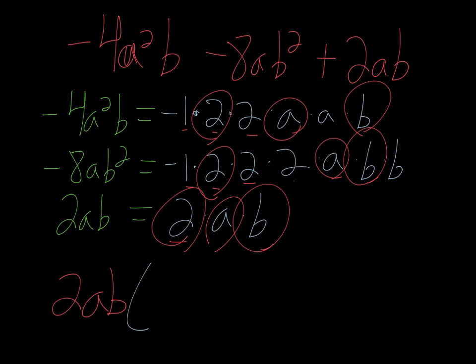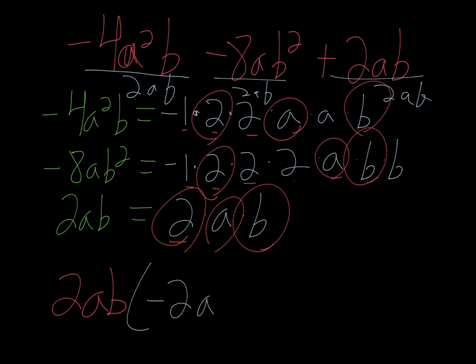And when I remove that, what I'm going to be left with is whatever I get when I divide each of these by 2ab. Divide by 2ab, divide by 2ab, divide by 2ab. So the first one I'm going to be left with negative 2a. The second one I'm going to be left with negative 4b. And the last term I'm just going to be left with positive 1. Don't forget to put the positive 1 there. It doesn't just disappear. If you ever want to check your work, you can redistribute this back through and you should end up with the original statement.